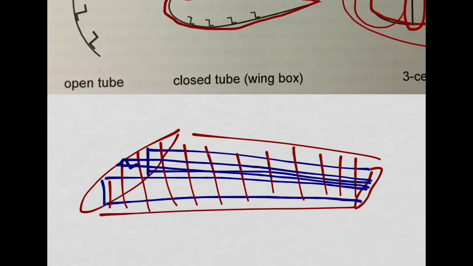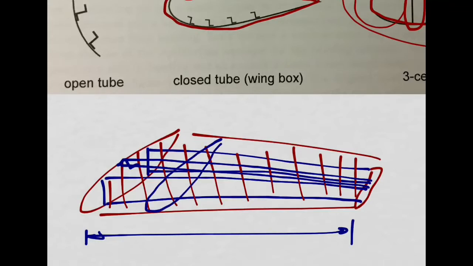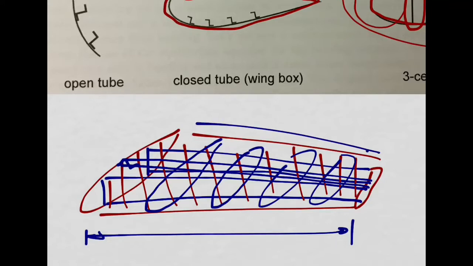What else do we have on the wing? Because the span of the wing is much bigger than the chord, what is going to happen is, if we don't add ribs, if we don't have these ribs, we will have in this direction a shell or a skin that is going to be too long in this direction, and then it will also buckle, even if you have the stringers there.